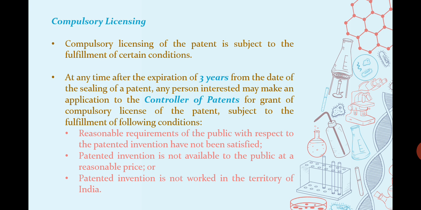But even after getting the compulsory license, the ownership of that invention is still retained by the patent holder, and the government only gets a right to use that invention for certain particular usage or for certain utility. And this is something which is one of the biggest exception to the right of the patent holder.